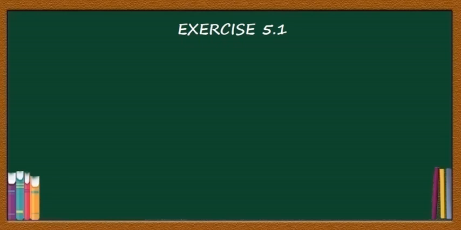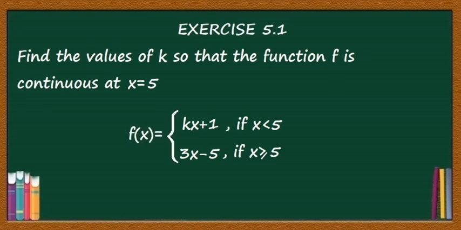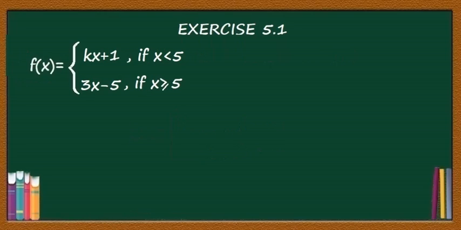Hello students, I'll continue with the important 4-mark questions on continuity. See this question. Find the value of k so that the function f is continuous at x equal to 5, where f of x is equal to kx plus 1 if x is less than 5, and 3x minus 5 if x is greater than or equal to 5. It is given that f of x is continuous at x equal to 5.